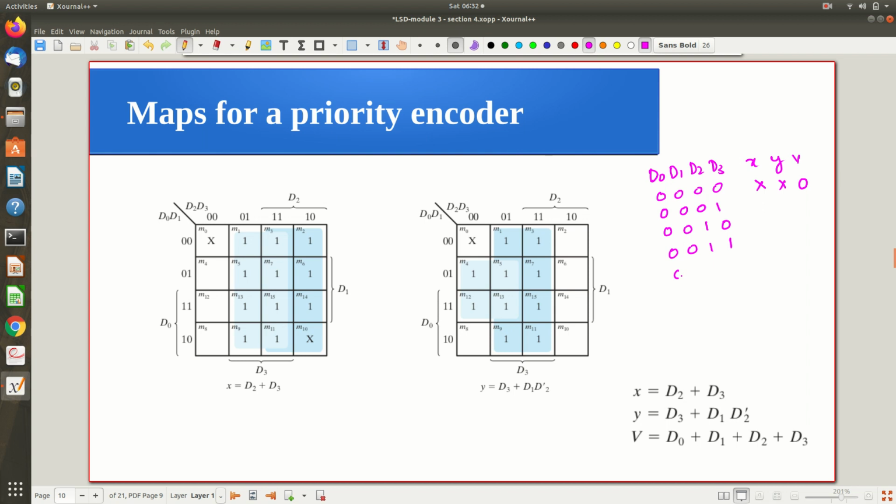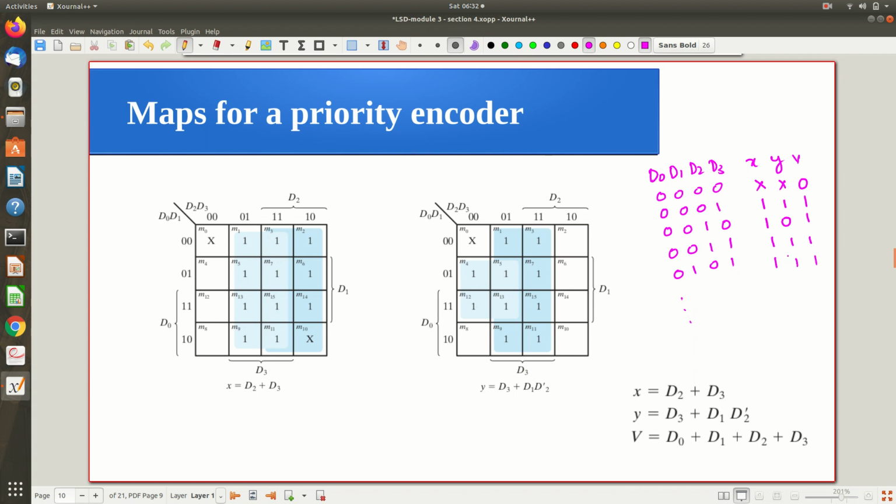So I will show you a few entries and you fill the table accordingly. Now, what is this? Here D3 is 1. So if D3 is 1, irrespective of other bits, the output will always be 1, 1. And it is a valid output, so this will be 1. Similarly, here D2 is 1 and other bits are whatever they are. Just ensure that D3 is 0. So the output will be 1, 0 and the valid bit also 1. Now here D2 is 1, but see D3 is also 1. So the highest priority will go to D3. So the output will be 1, 1 and the valid bit also 1. Here also D3 is 1. So 1, 1, 1. Like that you can write.